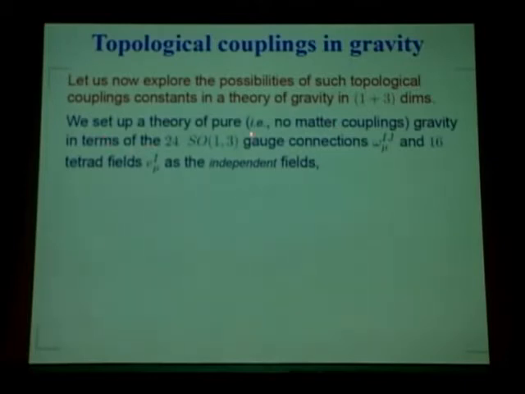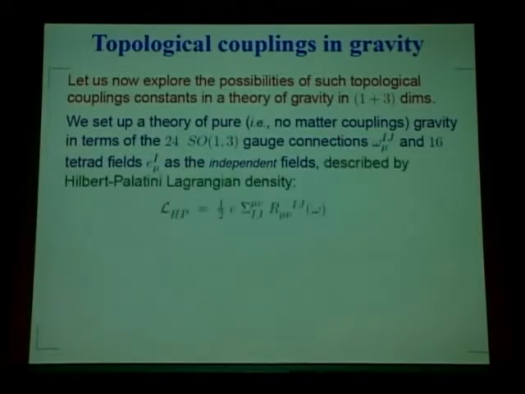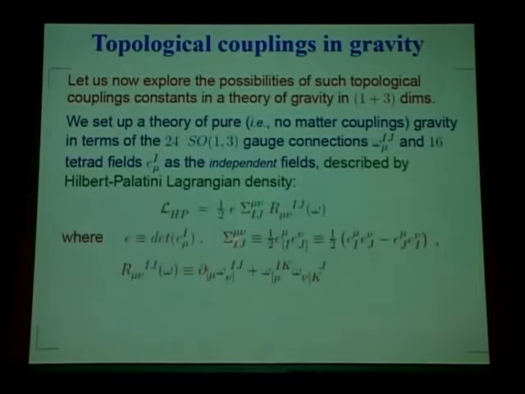In gravity, we set up a theory of pure gravity, no matter couplings, in terms of 24 SO(1,3) gauge connections, the omega ij's, and 16 tetrad fields as the independent fields. It is described by the Hilbert-Palatini action, 1/2 e sigma mu nu ij R mu nu ij, where e is the determinant of the tetrad, sigma mu nu ij is the antisymmetrized product of the inverse tetrads, and R is the field strength of the SO(3,1) gauge theory.